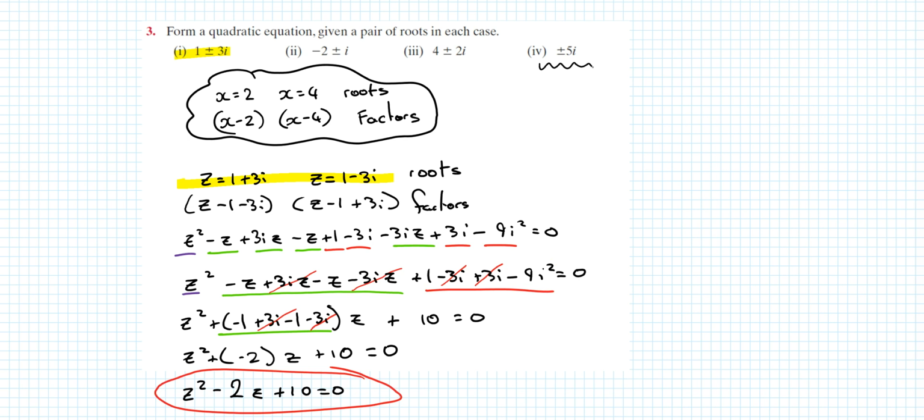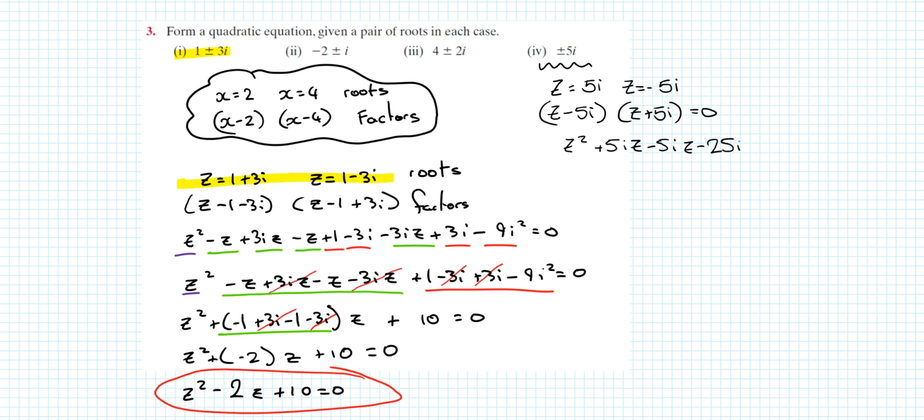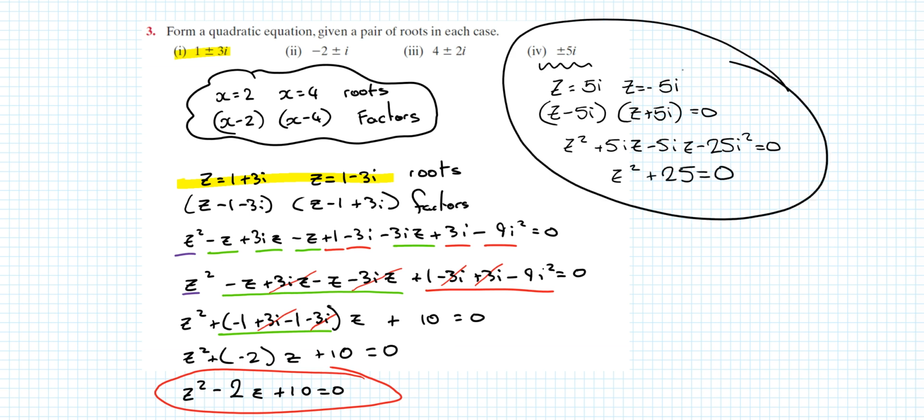What about this guy here? So this question here in the top right hand corner, make sure you're going at z is equal to 5i and z is equal to minus 5i. So the factors would be z minus 5i and z plus 5i. And then you would just multiply the two factors together. So it's z squared plus 5iz minus 5iz minus 25i squared is equal to 0. z squared plus 25 is equal to 0. And that's that question done.